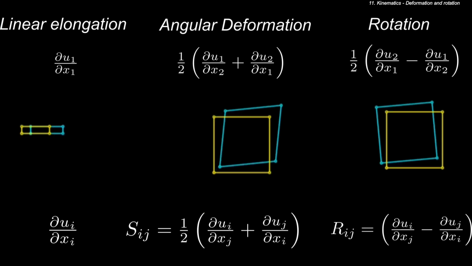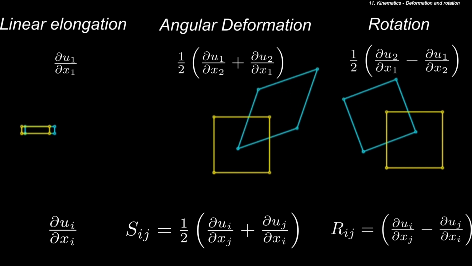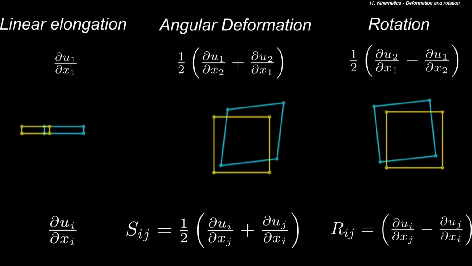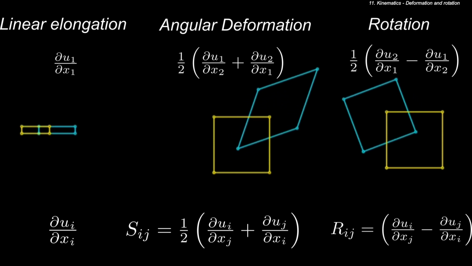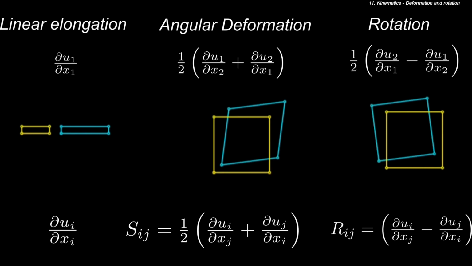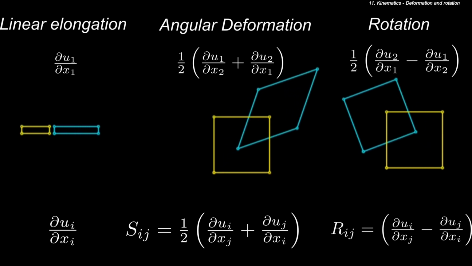We summarize the lecture in this slide. We have the linear elongation as del ui del xi. The angular deformation is related to the strain rate tensor. The rotation, average rotation of an element is related to the rotation tensor. The formulae are given on the screen.